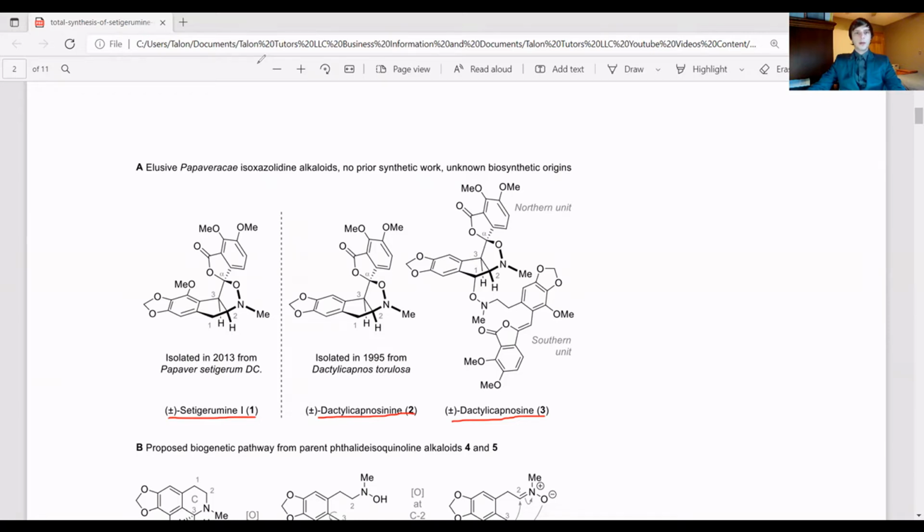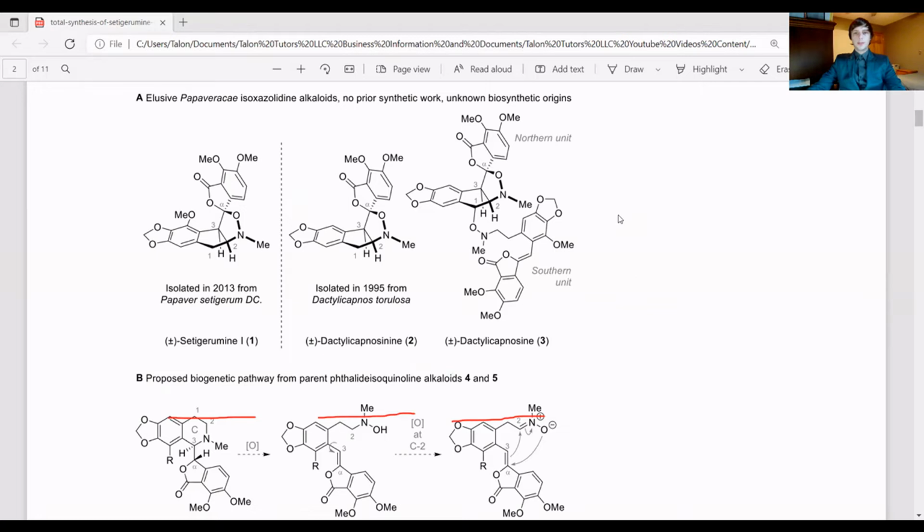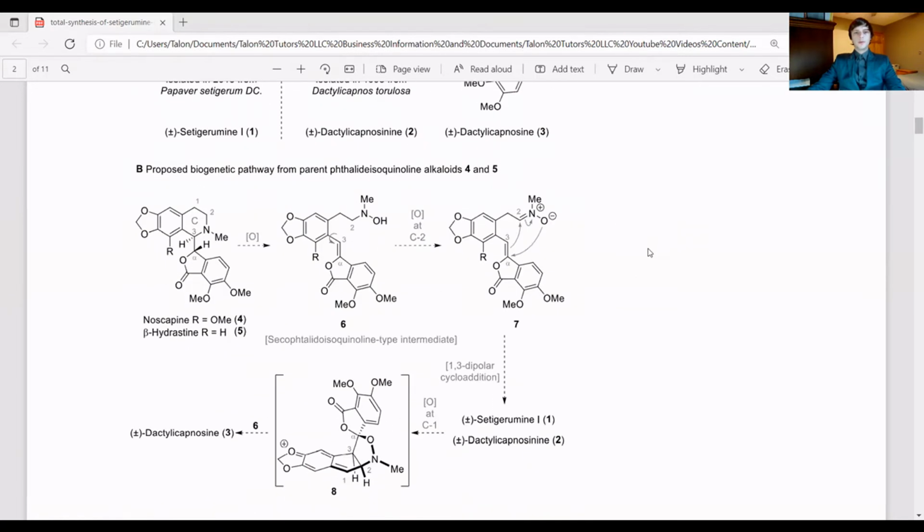So they basically have unknown biosynthetic origins, but in this paper, they seek to elucidate the biosynthetic pathway or potential biosynthetic pathway, which is really genius about this. So first, they start with Noscapine or beta-hydrastine. So if you can imagine this R group can be a methoxy, it'd be Noscapine. If it's hydrogen, it is beta-hydrastine. And the important part is these are commercially available starting materials.